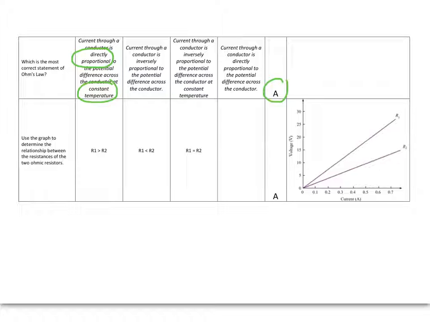constant temperature. On your information sheet, you have R is equal to V over I, and therefore you can easily use that to say that V is equal to R times I, and therefore V and I are directly proportional to one another because it looks like y equals mx, which means it is a straight line.